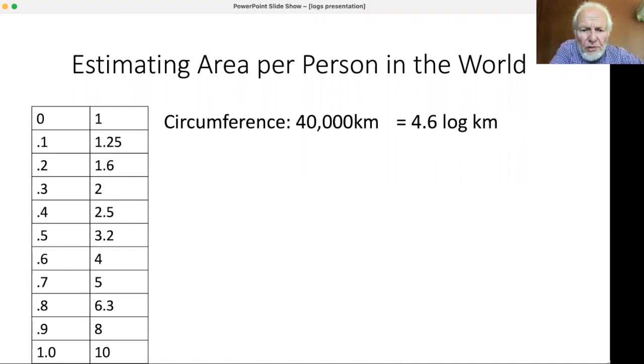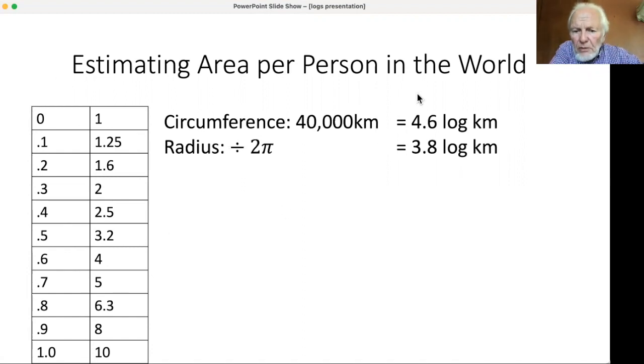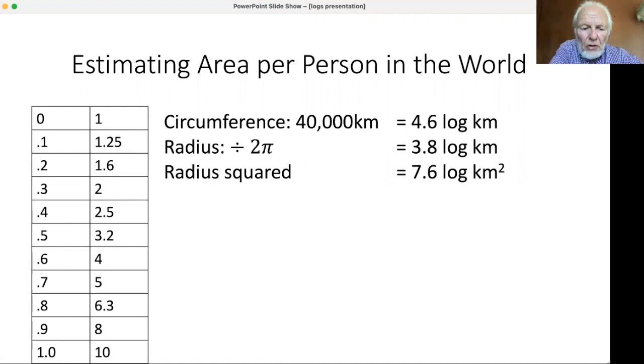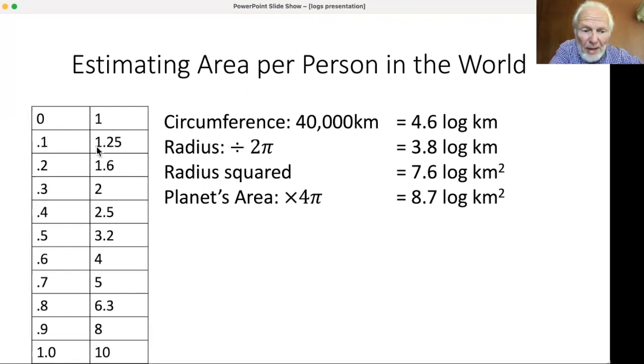So we can work out the radius by dividing by 2 pi, which is approximately 6. So that's about 0.8. So we subtract 0.8 and we get 3.8 log kilometers. We square it, doubling the log, and get 7.6 log kilometers squared. Now we multiply by 4 pi, which is about 12.5. So that's about 1.1. So that's 8.7 log kilometers squared.